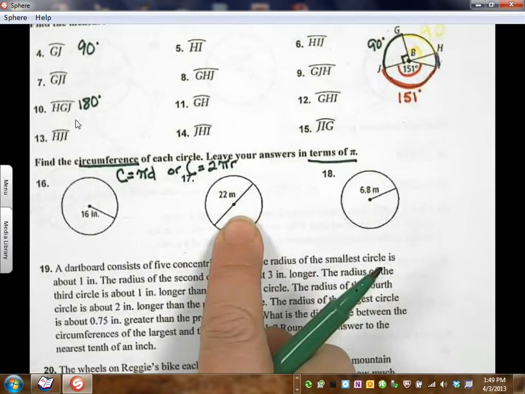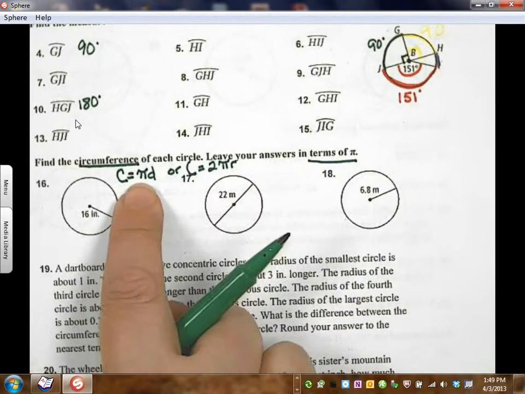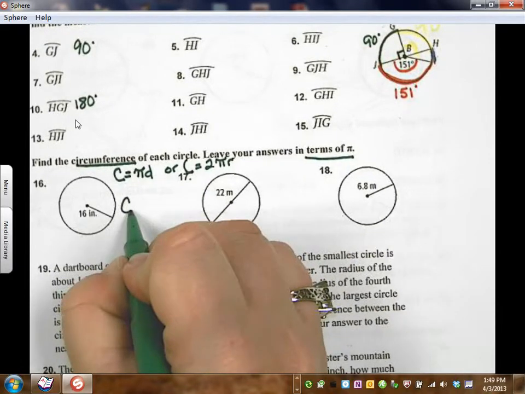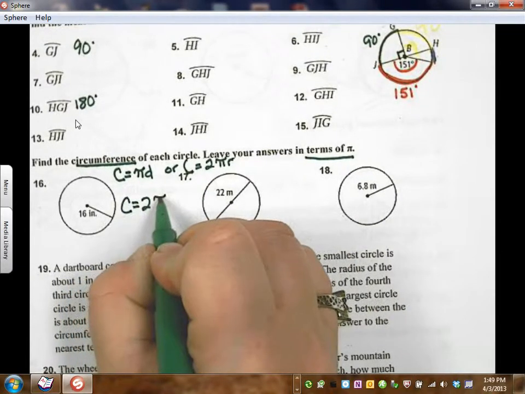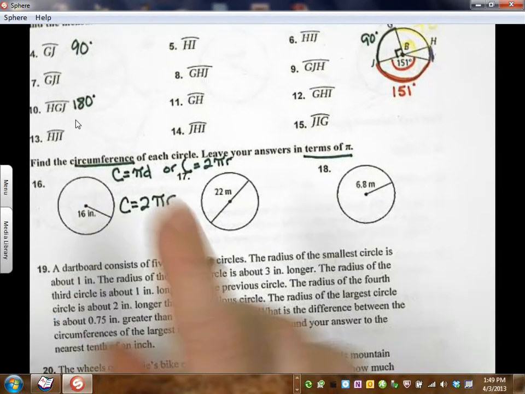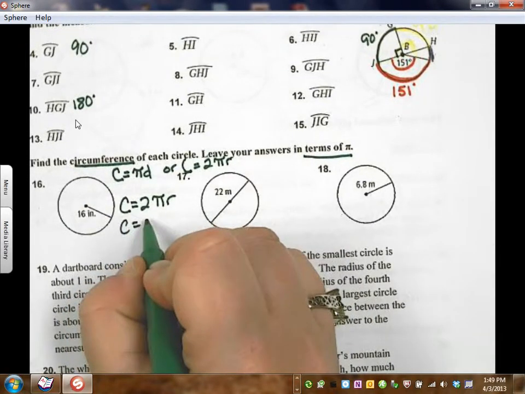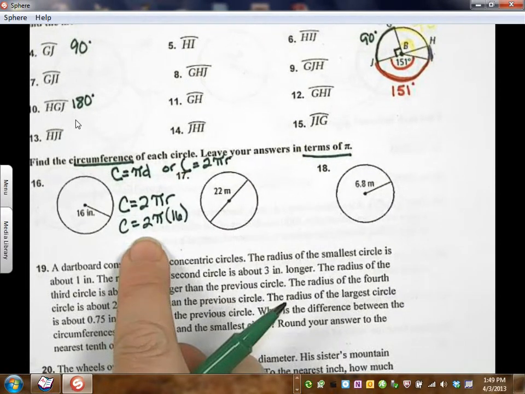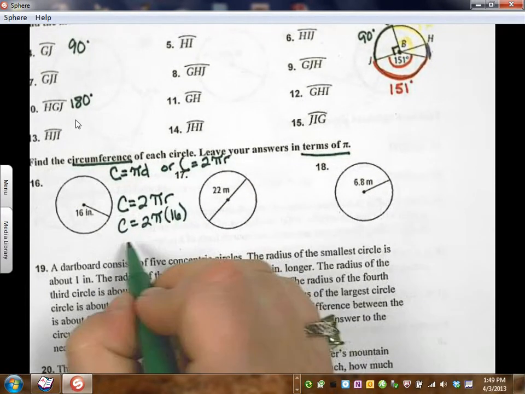You have, for your odd problem, a diameter. You might choose to use this formula because it has a diameter. But I'm going to go ahead and do this one. I know the circumference is 2 pi r. I'm going to use that one because they've given me a radius. So the circumference equals 2 pi times 16. Well, I can multiply 2 times 16 and I get 32.